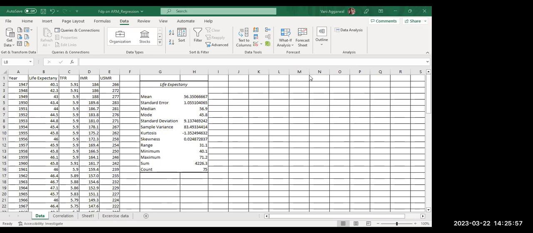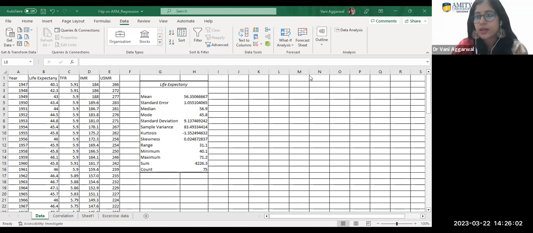Clear? Yes, ma'am. Got it? Now, this is your results, but you need to know how to do the interpretation of it. For that, you need to know the basic statistics. So you should know what you mean by mean. Mean is average, right? So here, this 56.3, what is it representing? It is saying that the average life expectancy in India from 1947 to 2021 is 56 years.